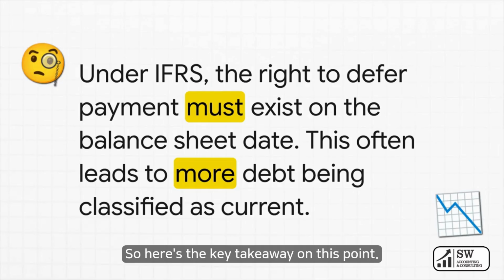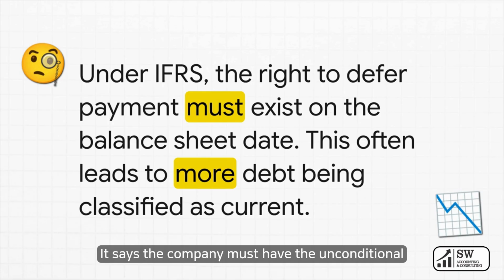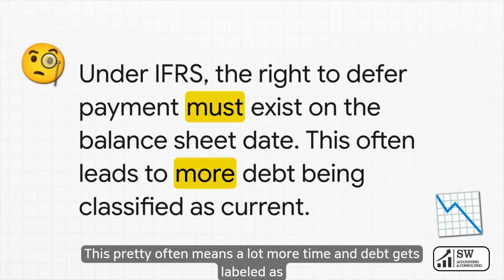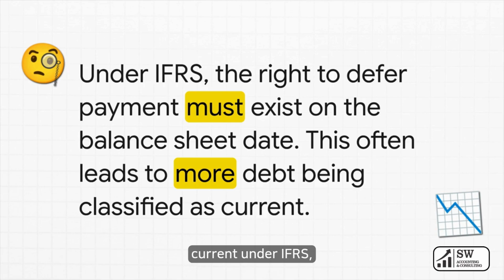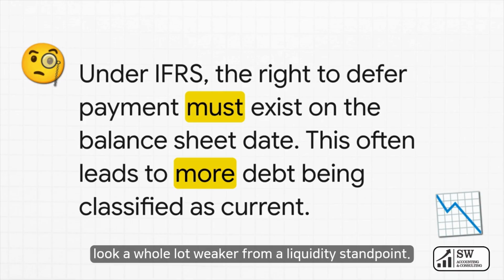So here's the key takeaway on this point. IFRS is way stricter. It says the company must have the unconditional right to put off payment for at least a year, and that right has to exist on the reporting date itself. This pretty often means a lot more debt gets labeled as current under IFRS, which can make an identical company reporting under US GAAP look a whole lot weaker from a liquidity standpoint.